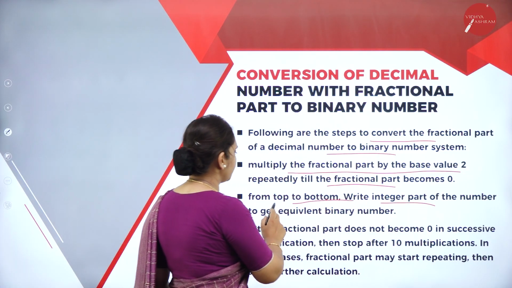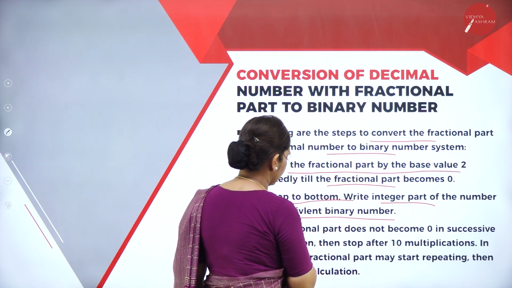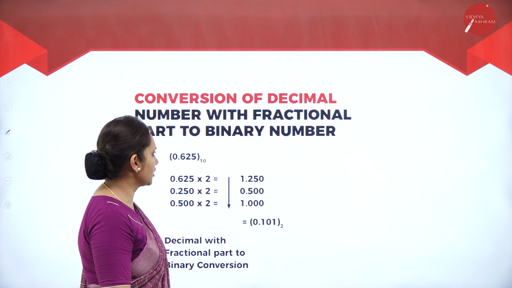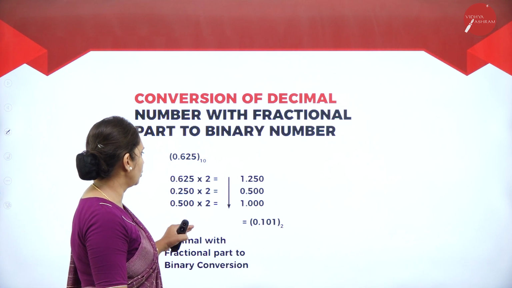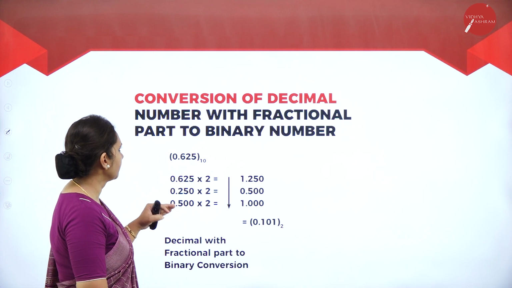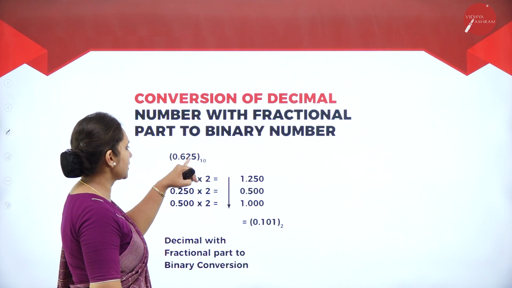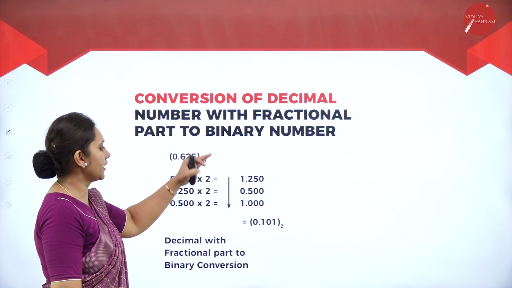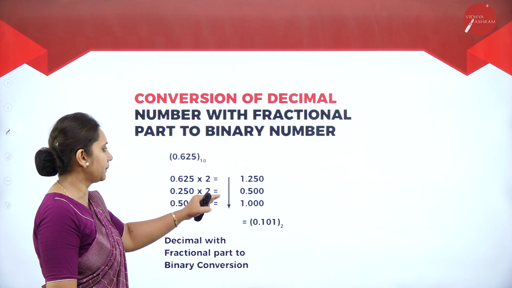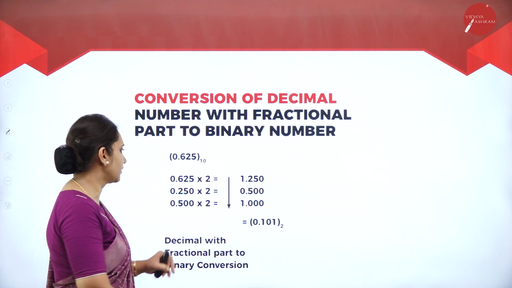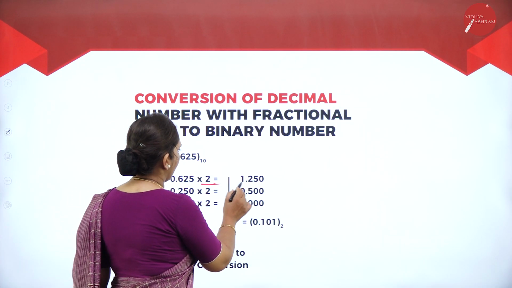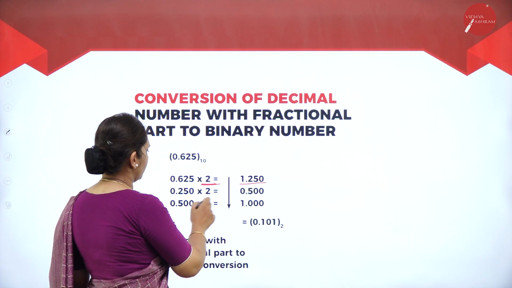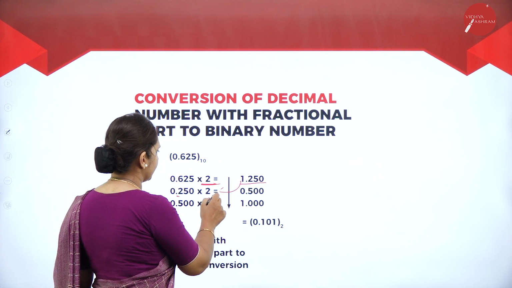Write it from top to bottom to get the equivalent number. Fractional part does not become 0 with the successive multiplication. Here let us understand how to do that, the multiplication method. Okay, 0.2625 I have taken. So when I multiply by 2, because I need to convert it to the binary, so I am multiplying by 2, I can't divide it. So when I multiply, I'll get this answer 1 and 0.250.